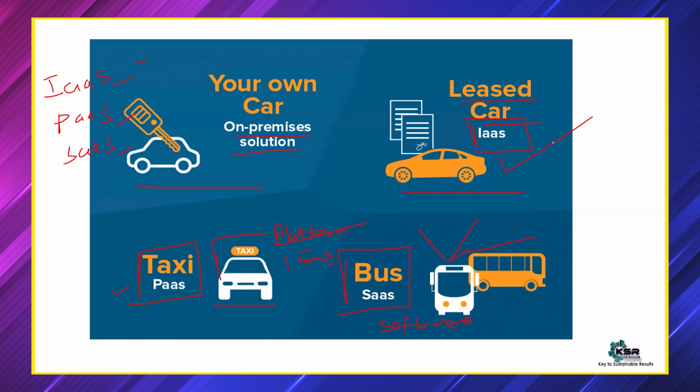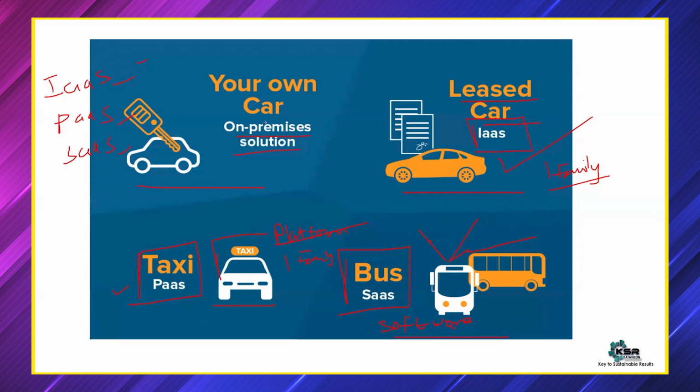Now, the same goes with a leased car. It can be consumed by one family, but you have to drive that car. Maybe you are not the owner. You'll get that infrastructure of a car and you have to drive it. In the case of a taxi, you are getting infrastructure, you are getting a platform, but you're not getting software as a service. The software service is not available. The driver has to drive it. In the case of a bus, it can be consumed by multiple people. That is why it is called software as a service.